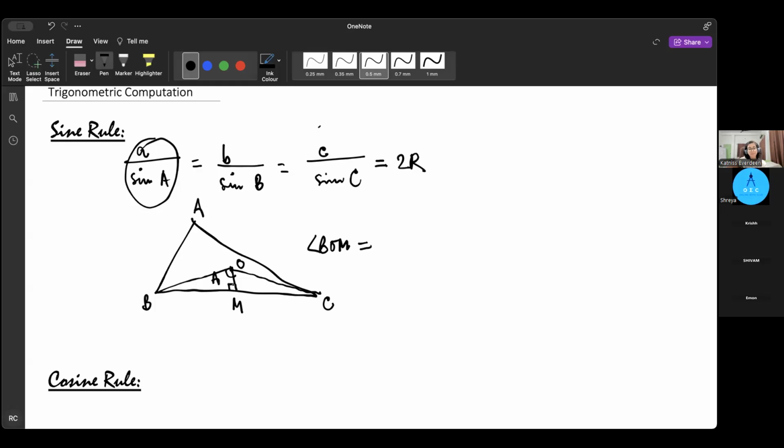So what is sine A in triangle BOM? It's height by hypotenuse, so it's BM by BO. BM is just half of a, so it's a by 2, and BO is just R. So we get that a by sine A is 2R. The others follow by symmetry, so we are done with the proof.